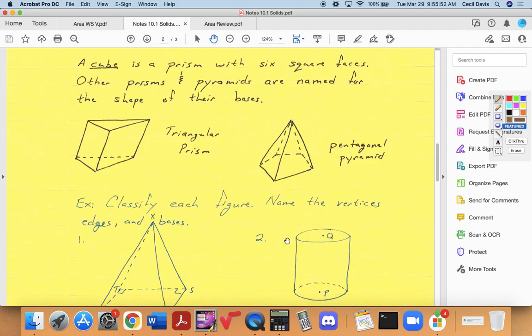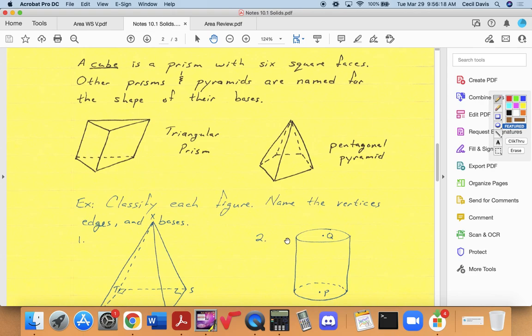One special kind of prism that we'll look at in some examples is a cube. A cube is a prism with 6 square faces. Okay? A simple example of something that is at least close to a cube, although most of them have the corners knocked off, is a 6-sided die. Okay? That is a cube. Every face is a square.